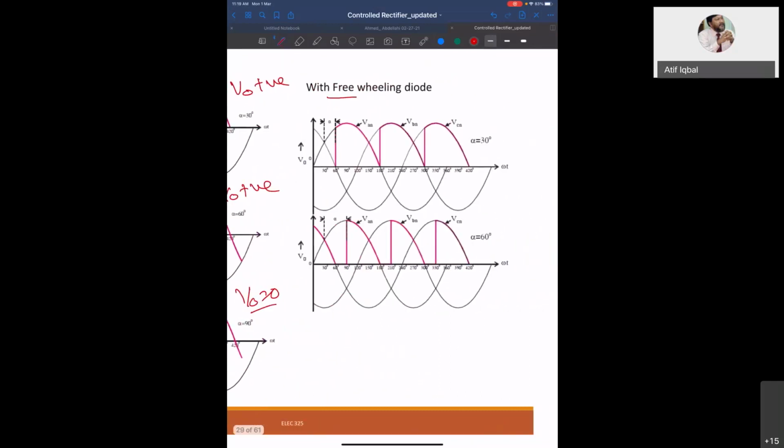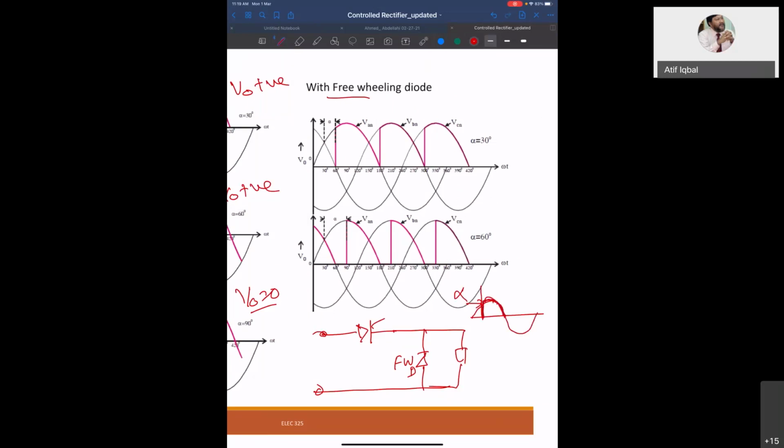Now, what if you have a freewheeling diode? Suppose you have this. Just assume one half-wave rectifier. This is called the freewheeling diode. When you turn on, this is my sine wave. Say this is my alpha. So at alpha, I operate, and I get this voltage.